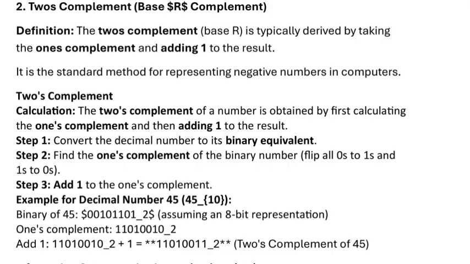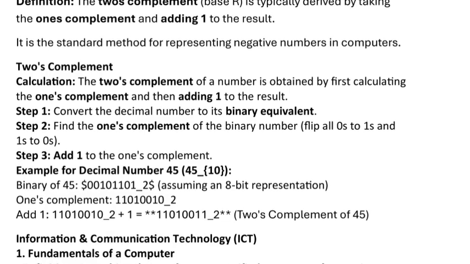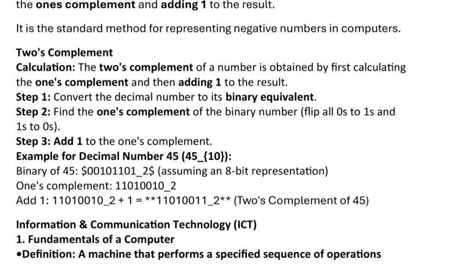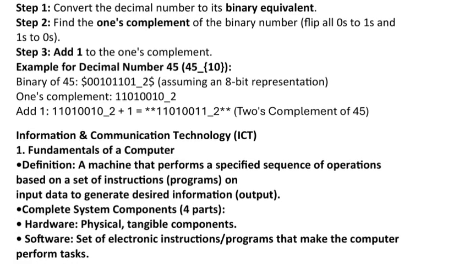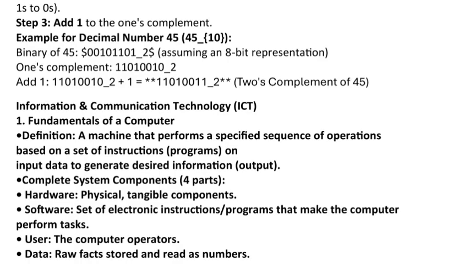It is the standard method for representing negative numbers in computers. Twos complement calculation: the twos complement of a number is obtained by first calculating the ones complement and then adding 1 to the result. Step 1. Convert the decimal number to its binary equivalent. Step 2. Find the ones complement of the binary number, flip all zeros to ones and ones to zeros. Step 3. Add 1 to the ones complement.